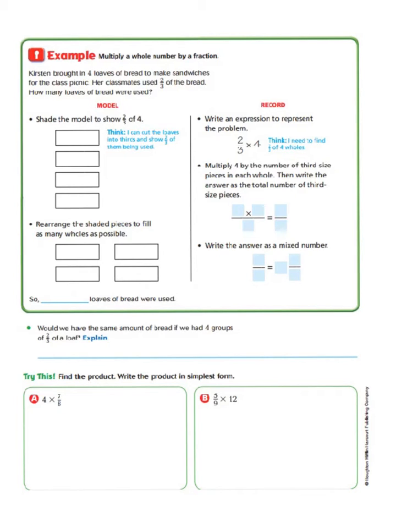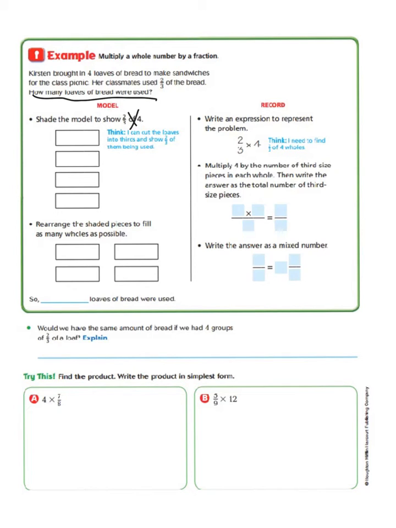Well, first of all, let's take a look at what it is we need to answer. And the question is, how many loaves of bread were used? So we're going to use our models, and we're going to model to show 2/3 of 4. And we know that 2/3 of 4 is the same thing as 2/3 times 4. So let's take a look at our models.